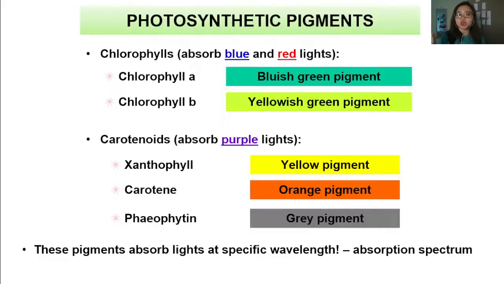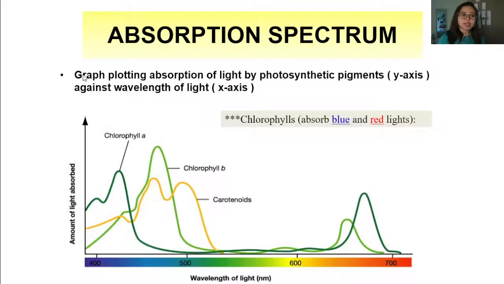The range at which they can absorb those wavelengths of light is the absorption spectrum. This is a graph plotting the absorption of light by photosynthetic pigments against the wavelength of light. So for each of these, you can see chlorophyll A will absorb light at this range, and then it will reflect the light at this range. It absorbs a bit more red light over here. For chlorophyll B, you can see that it absorbs blue light in this range, and red light over here in this range, and that's why it appears as a yellowish green.